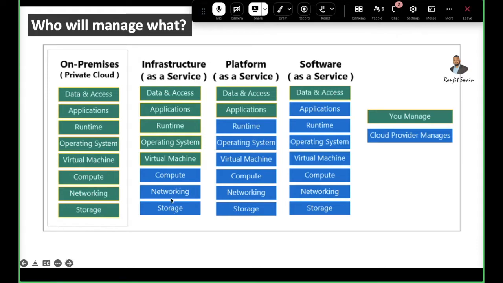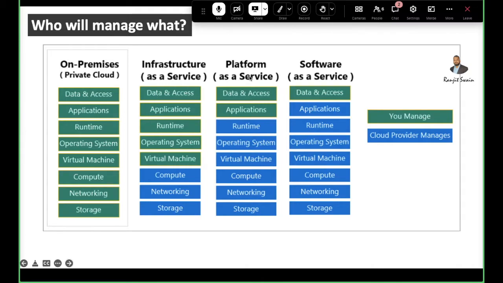But in case of infrastructure as a service, IaaS, what is that? The storage, networking and compute, this infrastructure only they will be providing to you. And the rest of the things, whatever you are going to use, you have to manage: the data access, application, runtime, operating system, virtual machines and all. All these things will be under your control. You have to manage it and maintain it.